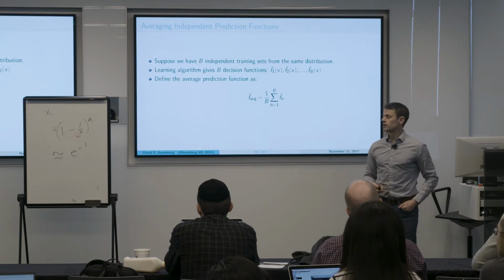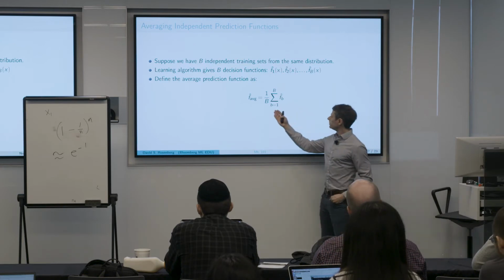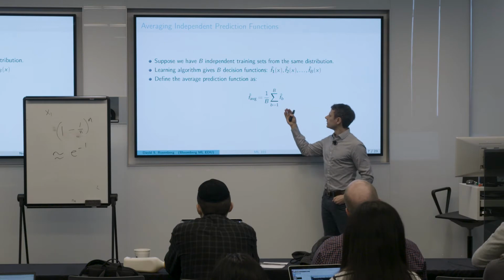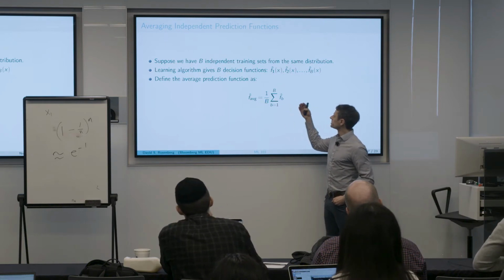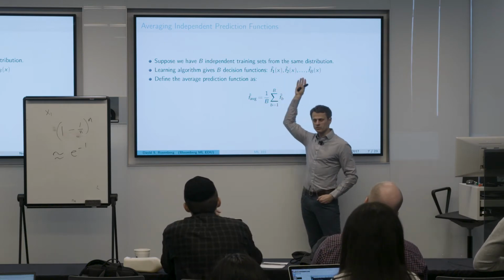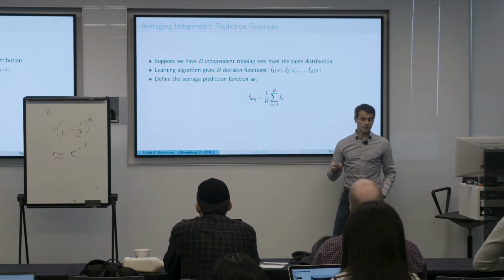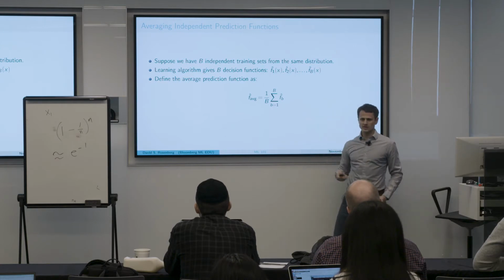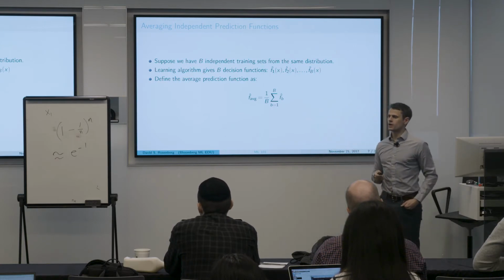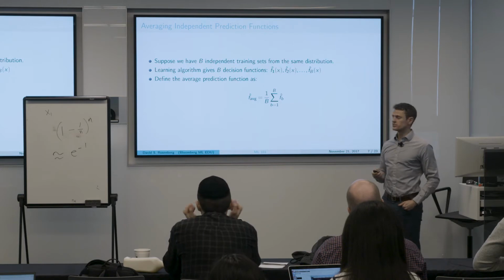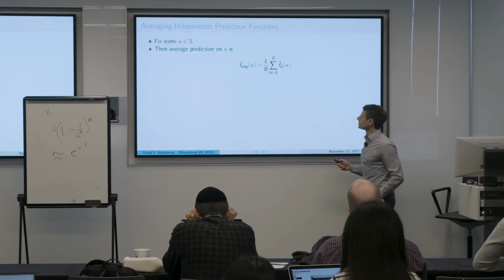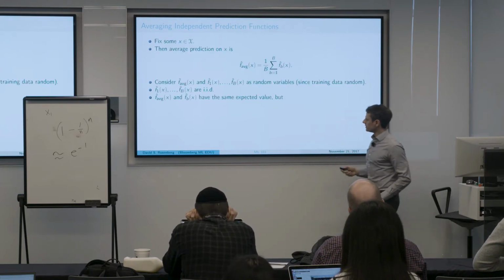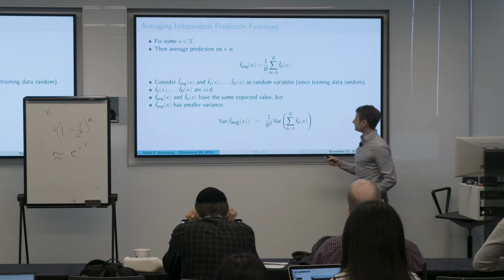And the idea would be, what if we took the average of these B prediction functions learned on B independent training sets? The expected value of the average will be the same as the expected value prediction of any one of these individual things, but the variance will reduce if we've assumed that training sets are independent, in the exact same way as when we average a bunch of z's together. So let's see if I've written that down.